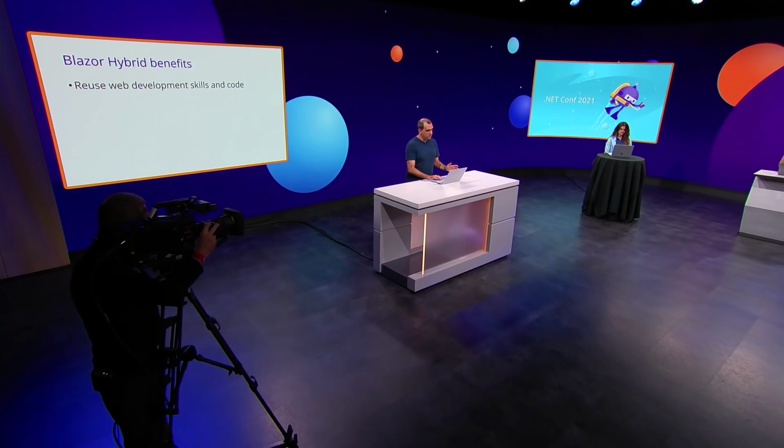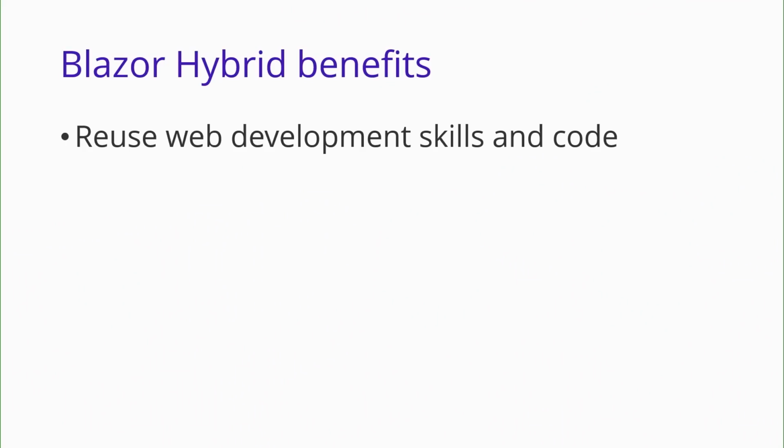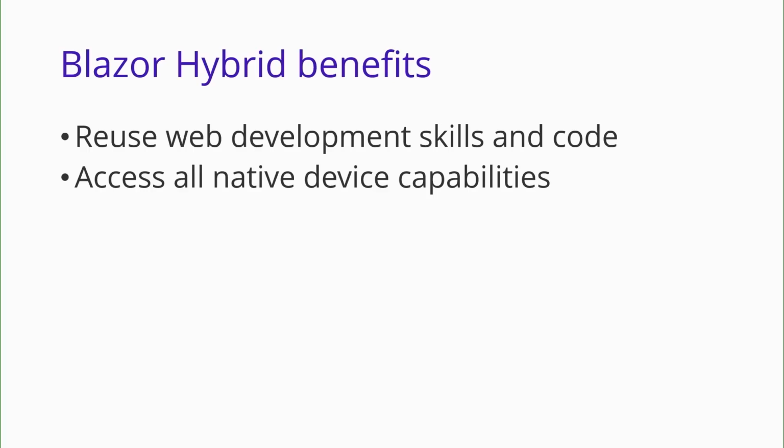So what are some of the benefits that we saw? You can reuse your web development skills. So if you know HTML and you know CSS, you know how to use Blazor, and your code. You already have a lot of assets that you've built over the years. You can use that. You get all the native device capabilities. I know I always show how to format the hard drive, but that's just the killer proof that I have native access. But we also saw file system watchers and other disk capabilities that are not available on the web.